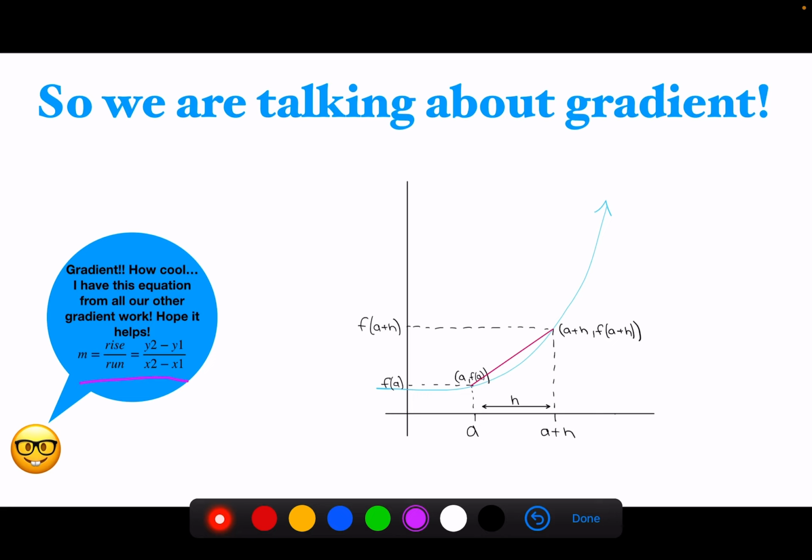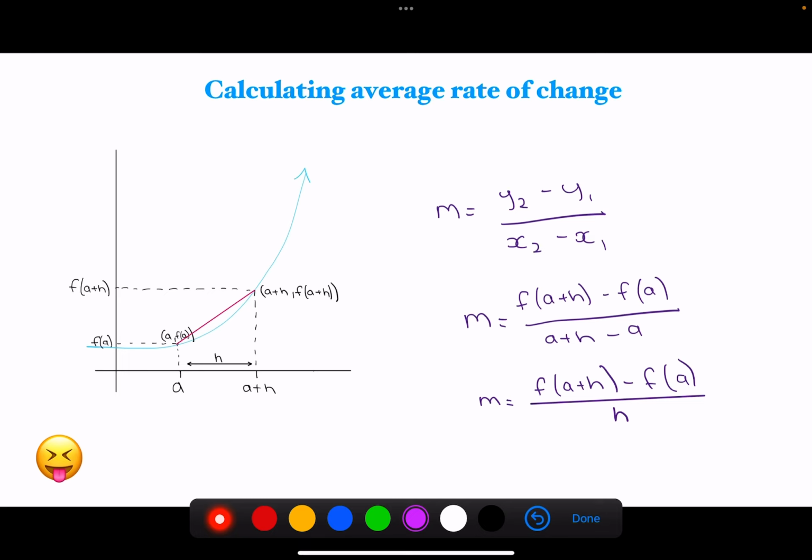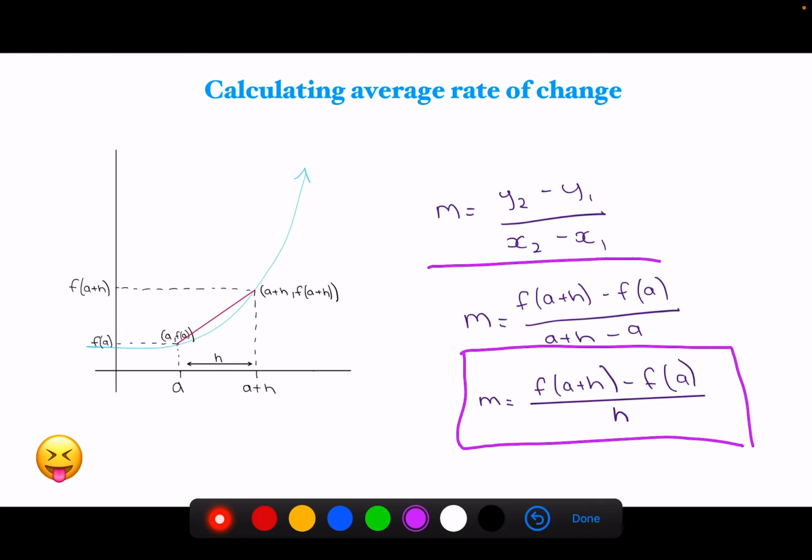To find our gradient for this, I've drawn up a graph. We have a and a plus h, and then putting them into our function to get our y coordinates. In a moment, I will show you how we can sub these in and get a gradient for our rate of change. So using this equation gives us our average rate of change, our average gradient. So I've subbed our points in, and now we have this equation here, which will give us our average rate of change of a function. You can put in any 2 points, and this will always work.